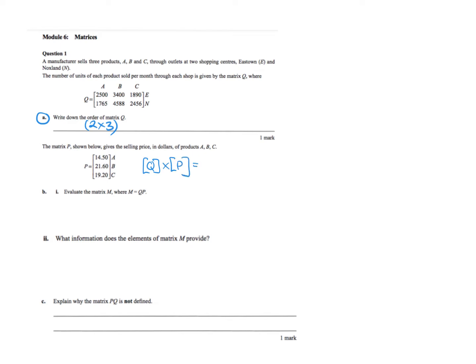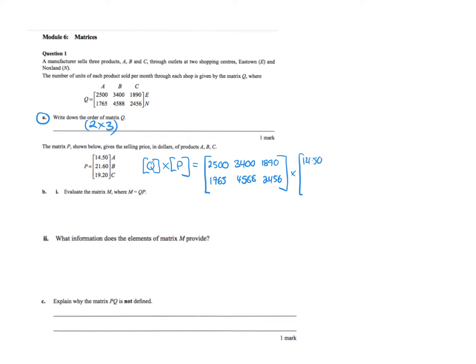Because they just say evaluate, in this instance you could just type it in on your calculator. But I am going to do one part of it manually, and then we'll pause and do it on our calculator, because that's very important. In this question they don't ask it, but they could ask it in another instance. So I'm going to write out Q here, because that's the first one, and you would then be timesing that by P.